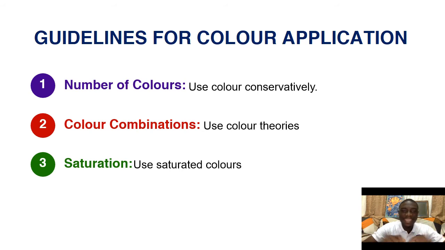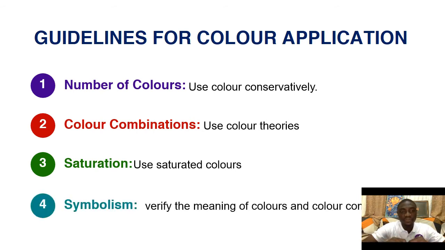The other guideline is saturation. At this point, we are advised that we use saturated colors to enable us achieve our aim or our purpose of whatever design we are into. And then the last item has everything to do with color symbolism. At this point, you verify the meaning of colors and then what a particular color is trying to connote in a particular art piece.